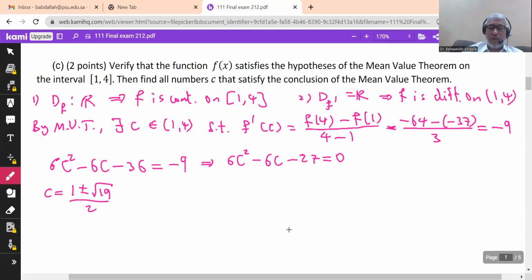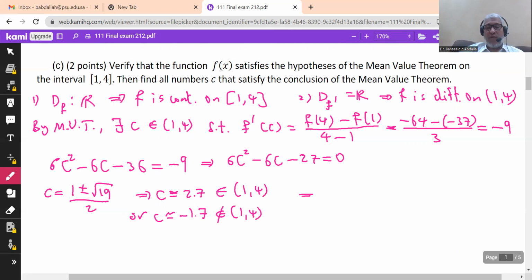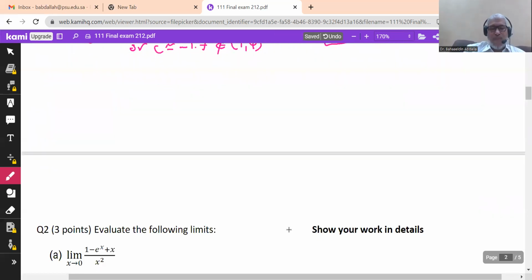over 2. Okay. So the first number is approximately 2.7, and the second number is approximately negative 1.7. 2.7 belongs to the open interval 1, 4. Negative 1.7 does not belong to the open interval 1, 4. So to find all numbers c that satisfy the conclusion, the number that satisfies the conclusion of the mean value theorem is this number, or approximately 2.7.